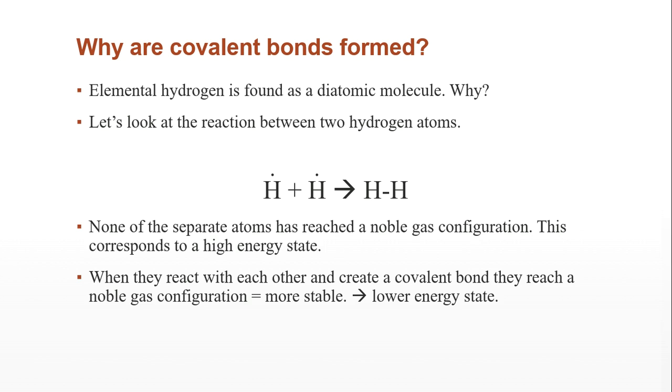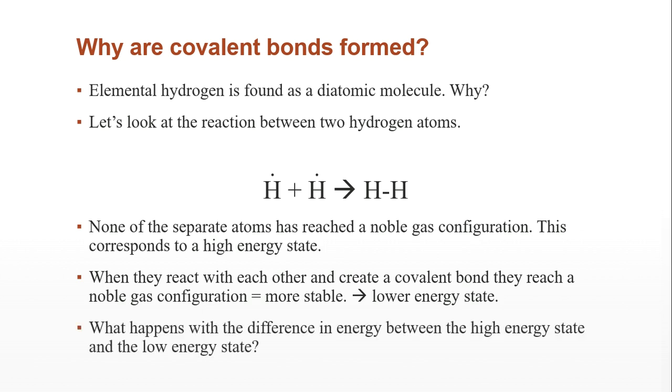But when they react, they create a covalent bond, share electrons with each other, and thus reach a noble gas configuration. That causes them to become more stable, which corresponds to a lower energy state. So there's a difference between the high energy state before the reaction and the low energy state after the reaction. What happens to that energy? Well, it's released to the environment as heat, among other things, but we'll assume that it's mainly heat right now.